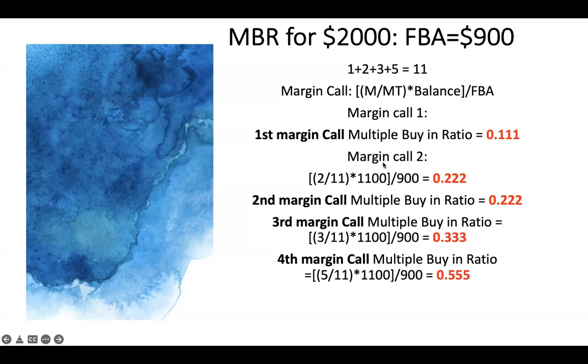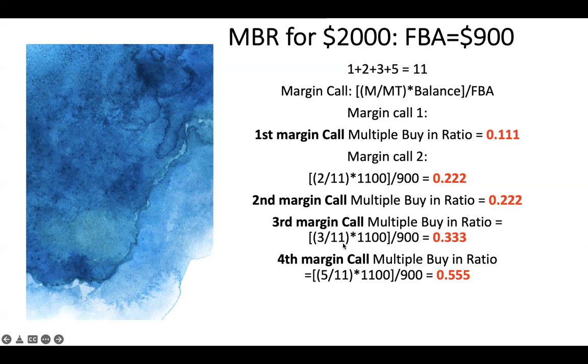Now for the second margin call, you have 2 here. So 2 divided by 11 multiplied by 1,100, divided by 900, you get 0.222. So you see, $1,000, $2,000, the same multiple buying ratio, all right? And when you do the third one, for the third margin call, remember the third margin call has 3 here.